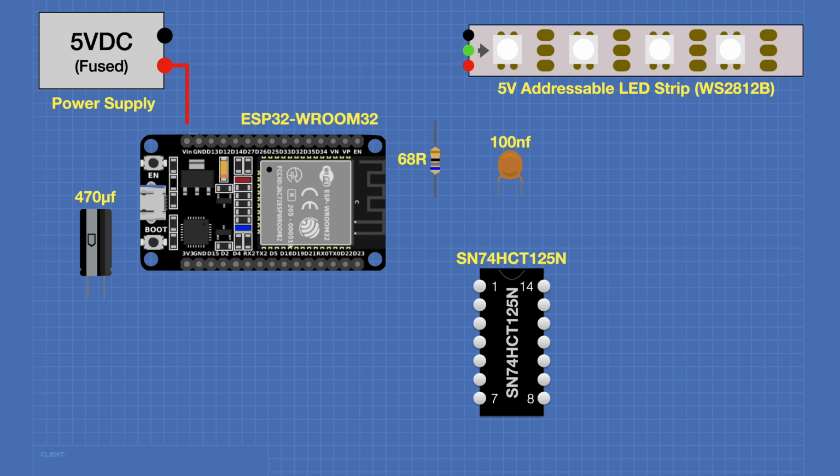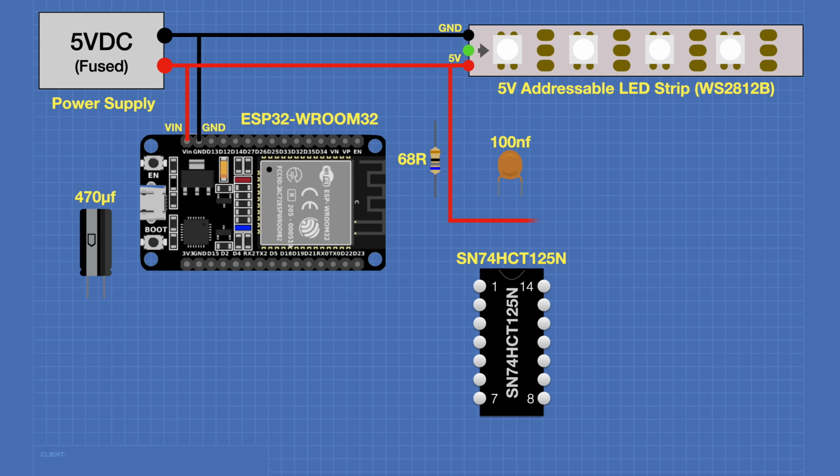We'll begin by connecting the 5 volts from the power supply to the ESP32's V-in pin. We'll connect the power supply's ground to the ESP32 ground. We'll connect the power supply's 5 volts to the LED strip's 5-volt input. And we'll connect the power supply's ground to the strip's ground connection.